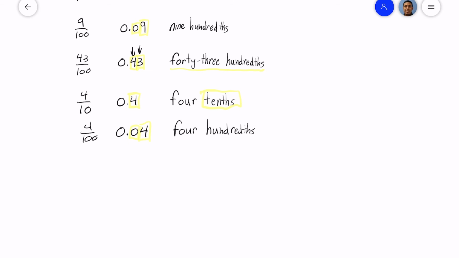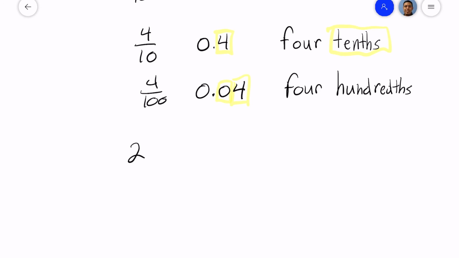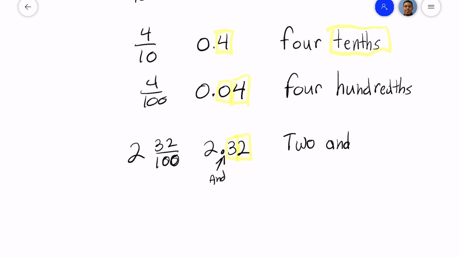Now I'm going to do some examples with whole numbers. I'm going to have 2 and 32/100ths. So I would have to put a 2 in the ones place and 32/100ths. I'm calling it hundredths because I have my two decimal numbers. And every time I see the word and, the decimal point, I'm going to say the word and. So it would be 2 and 32/100ths.